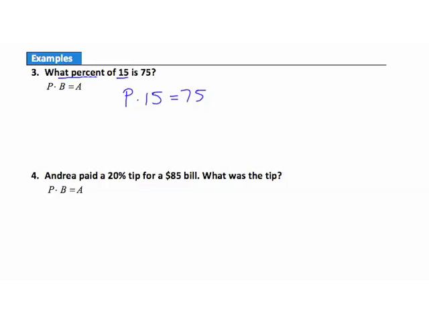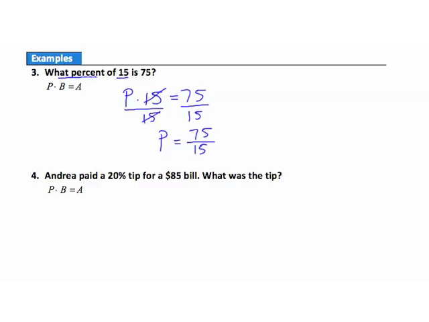So P is our unknown value. We want to isolate P to solve for it, which means we want to undo this multiplication of 15 on the left side to get P all by itself. So we're going to divide both sides by 15. Divide the left side by 15, divide the right side by 15. On the left side, common factors of 15 divide out and leave us with P. And on the right side, we have this 75 divided by 15.